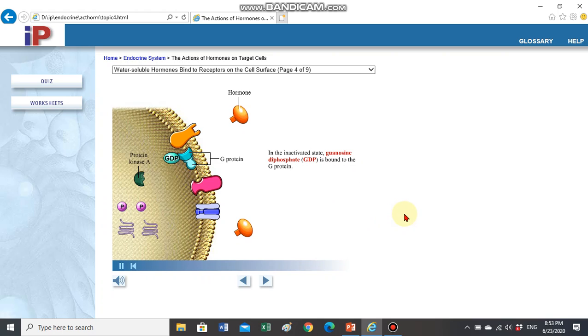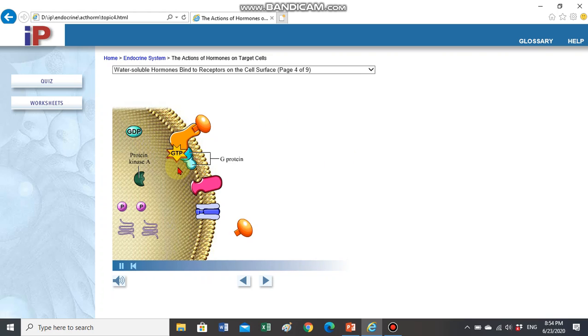In the inactivated state, guanosine diphosphate, GDP, is bound to the G protein. Drag the hormone to the binding site on the receptor to observe its action. هذا هو الهرمون وهذا الريسبتور مالته ما يرهم غير عليه fit. When a hormone binds, the receptor changes shape and activates the G protein. It releases GDP and binds guanosine triphosphate, GTP, a high-energy molecule.